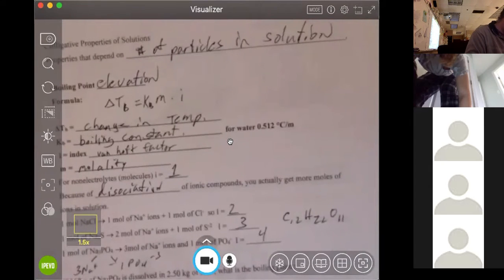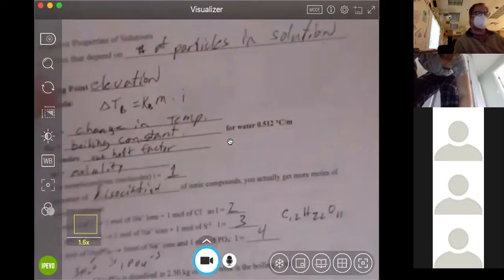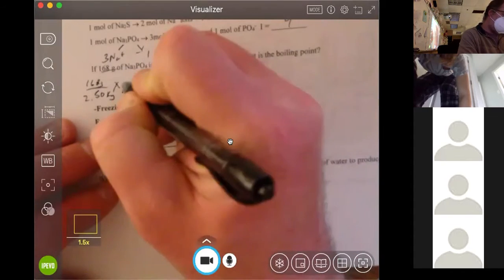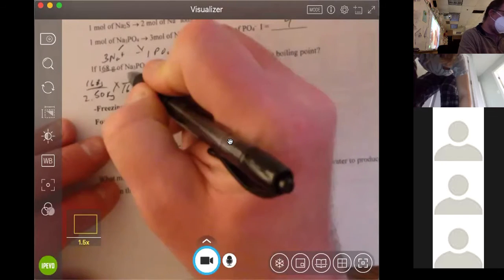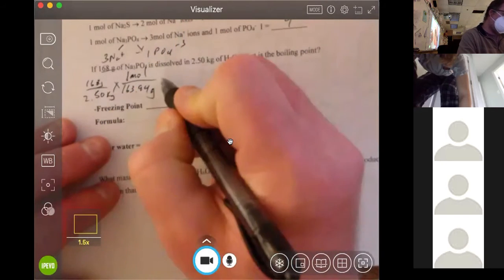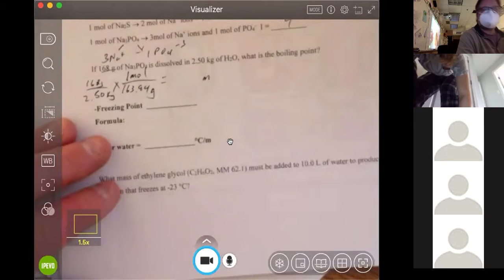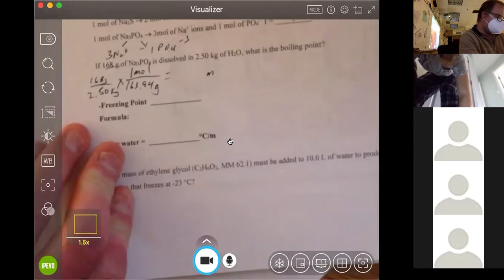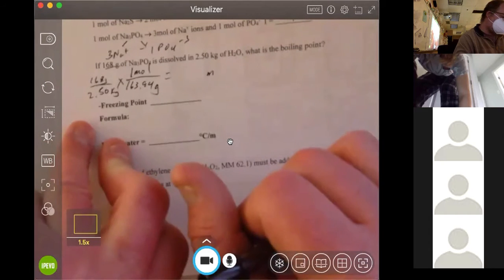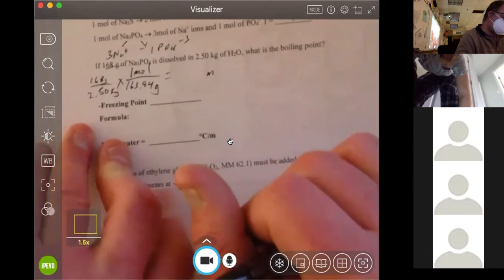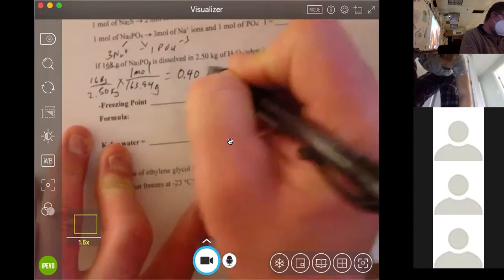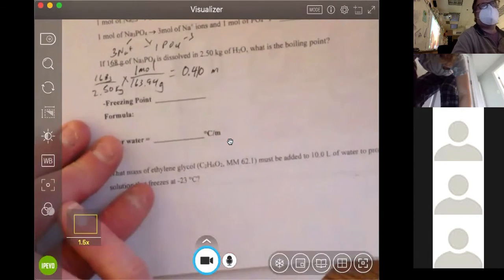So we got 168 grams per 2.50 kilograms of water. You guys cannot see that. How about now? Every 163.94 grams is 1 mole. So that will equal our molality, moles per kilogram. 168 divided by 2.50 divided by 163.94. It's about 0.4099. So it'll be 0.410 molal.